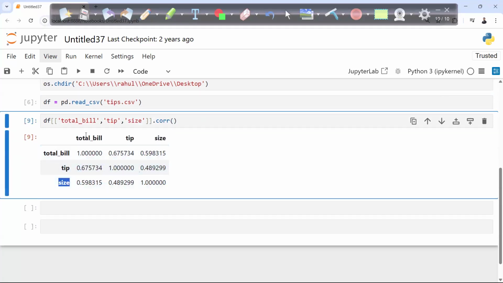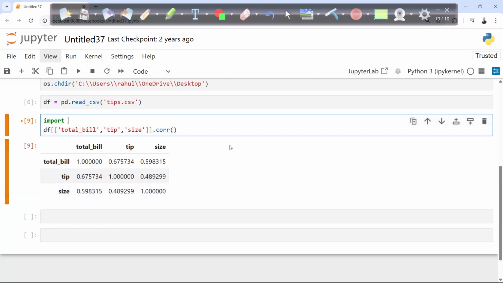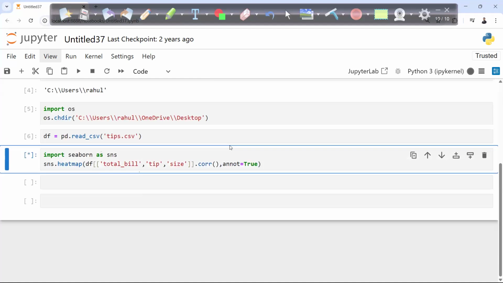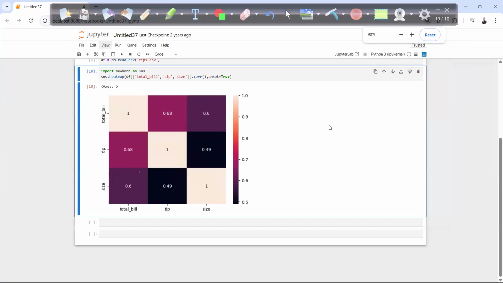Correlation between size and total bill is 0.59. Correlation between tip and total bill is 0.67. Correlation between tip and size is 0.48. Now I will be creating one plot. You can see that you are getting this heat map, right?